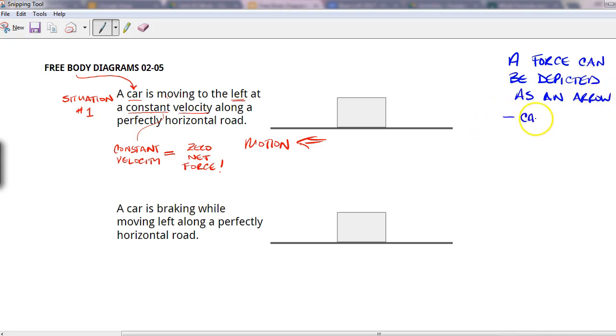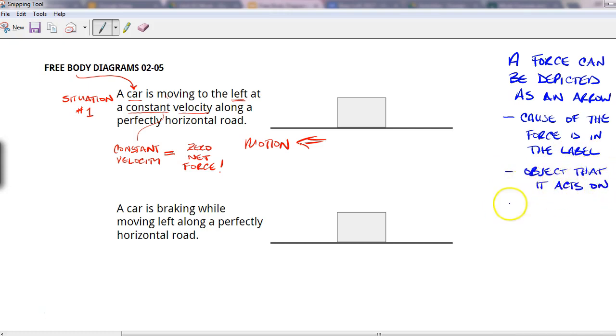If you want to depict a force, there's some things that you really want to think about. And I have an acronym that's CODS, C-O-D-S, that I came up with, and here's what it stands for. C stands for the cause of the force, and you usually find the cause of the force in the label itself. So F sub G would be the force of gravity. What's the cause? It's the gravitation. The next letter in there is the object, so O, object, and so that's what it actually acts on.